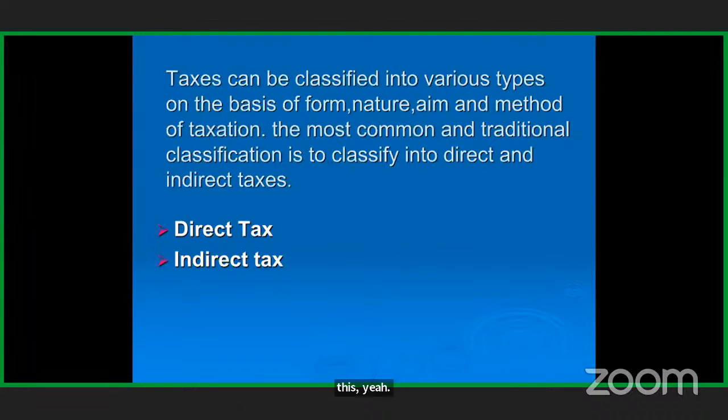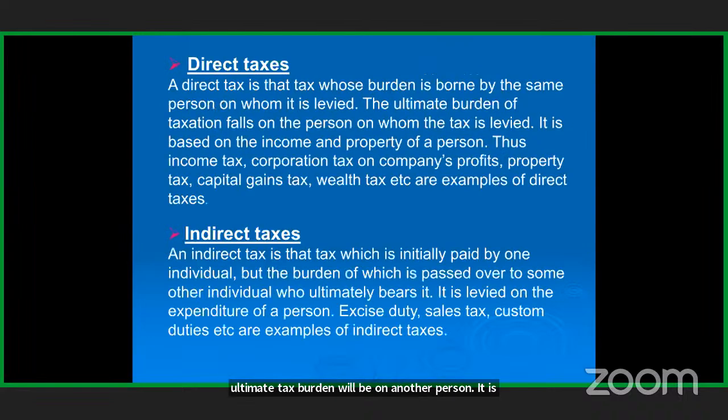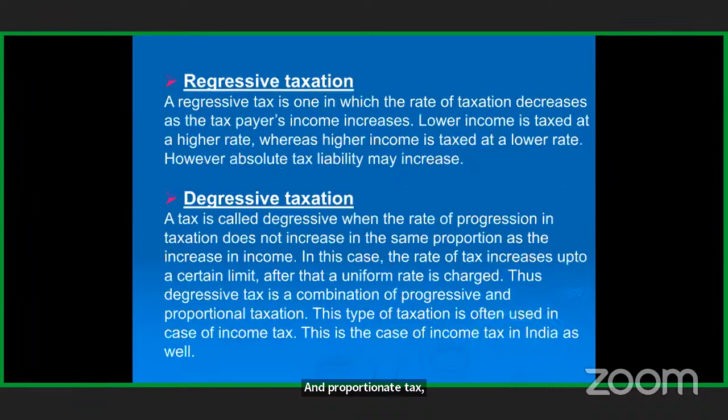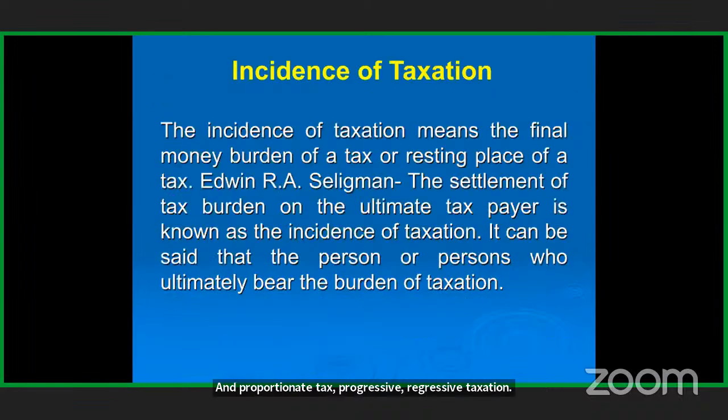The initial and final burden of tax, which is borne by the taxpayer, is known as direct tax. And in the case of indirect tax, the initial tax burden is on one person, and the ultimate tax burden will be on another person. It is known as indirect tax. And proportional tax, progressive, regressive, digressive taxation, we already discussed this one. And incidence of taxation.